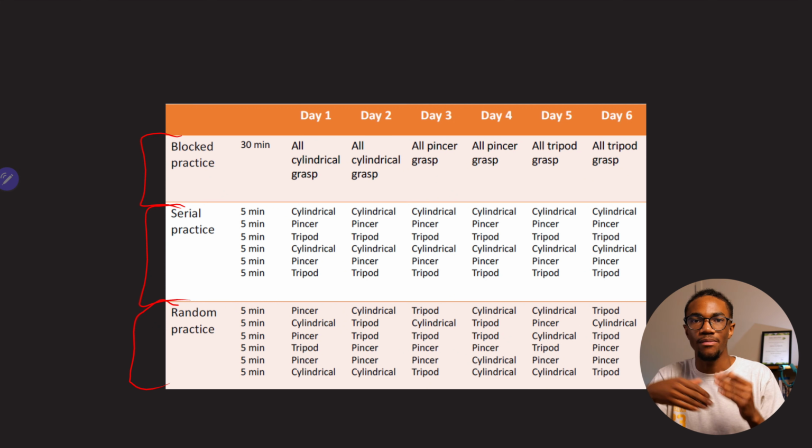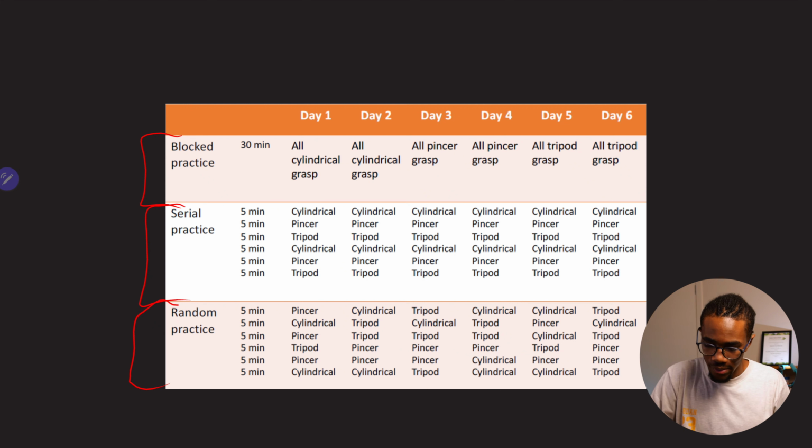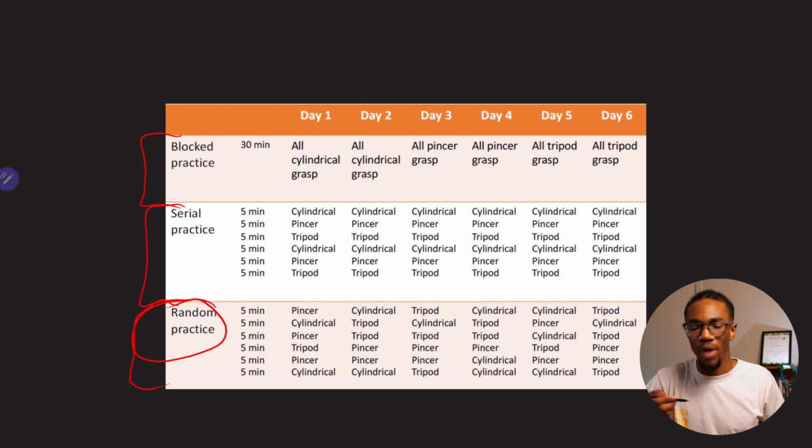Serial practice is practicing everything in the same order each time. So you do free throws, then dribbling, and then passing. Random practice is doing them all in a random order. So you might start with passing, then move to free throws, then back to passing, then dribbling, then free throws, then back to dribbling, and so forth. And what the studies have concluded is that the best type of practice you can do is random practice.